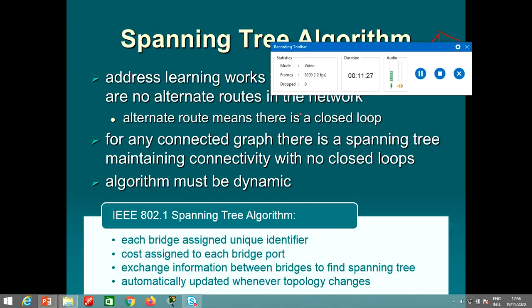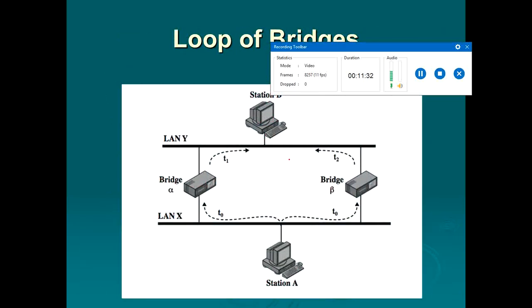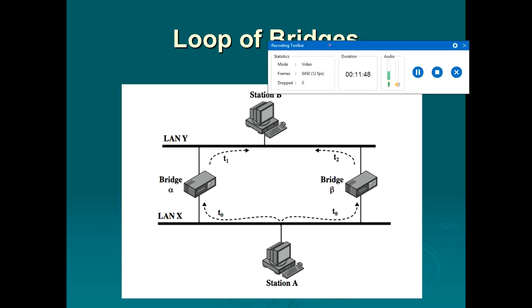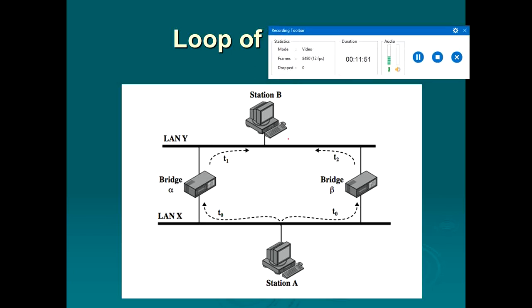Alright, let's understand this problem. For example, if I go to the next slide, let's understand what is the problem of the closed loop over here. So, I have two bridges alpha and beta, and there are two LANs and two stations, LAN X and LAN Y. Station A is attached on LAN X and station B is attached on LAN Y. So, for example, let's assume that at time t equals 0, station A transmits a frame addressed to station B.